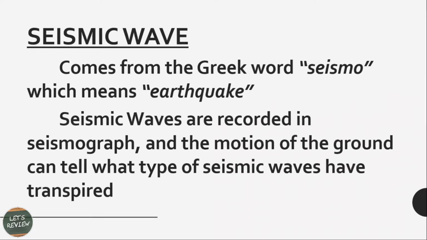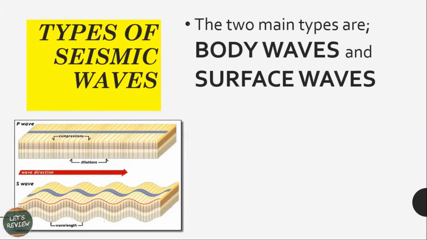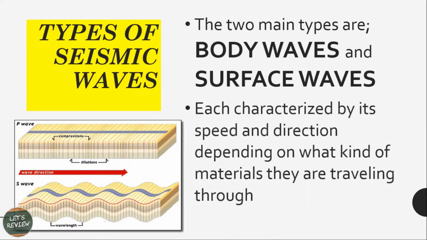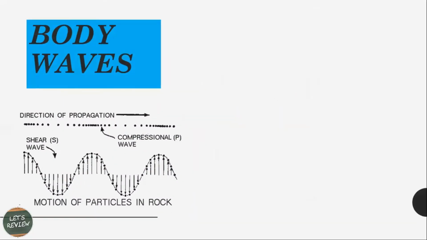Seismic waves are recorded in a seismograph, and the motion of the ground can tell what type of seismic waves have transpired. So let's talk about the types of seismic waves. The two main types are the body waves and the surface waves. Each of them is characterized by its speed and direction, depending on what kind of materials they are traveling through.